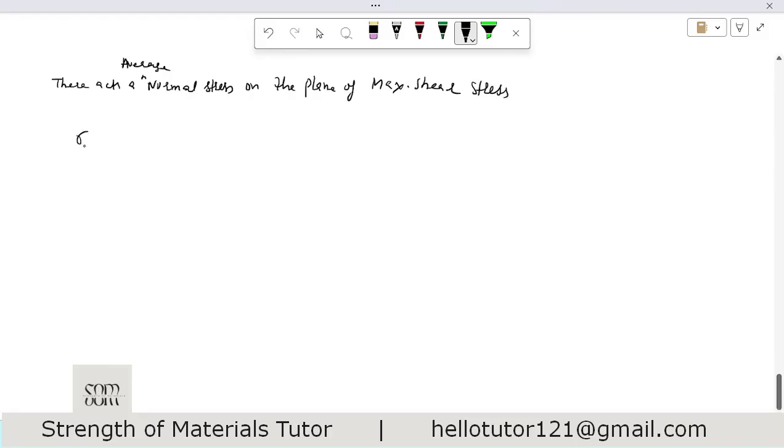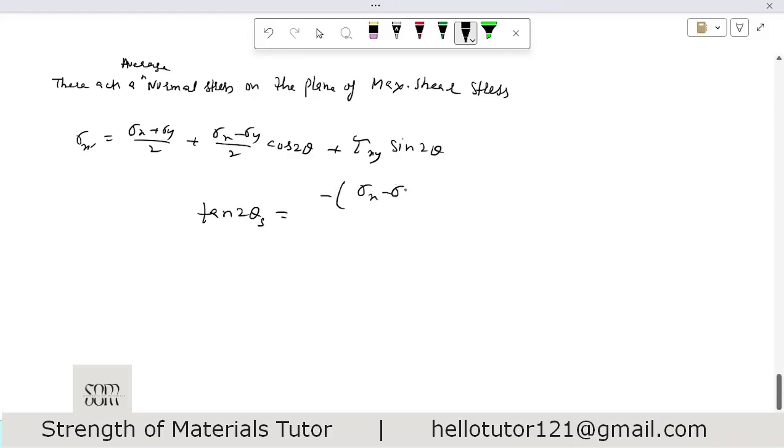Now we know sigma x prime is sigma x plus sigma y divided by 2, plus sigma x minus sigma y divided by 2 cosine of 2 theta, plus tau xy sine of 2 theta, right? Now if we substitute these values, because we already found the value of tan of 2 theta s, it is minus sigma x minus sigma y divided by 2 divided by tau xy, right?